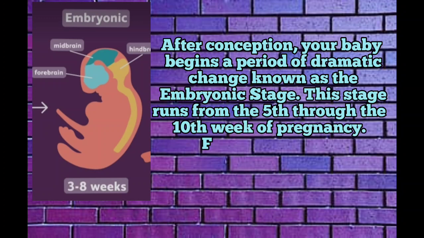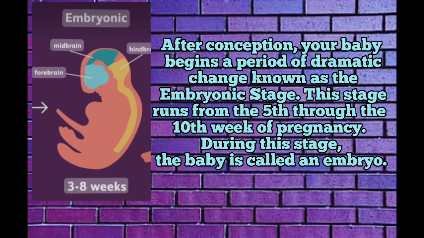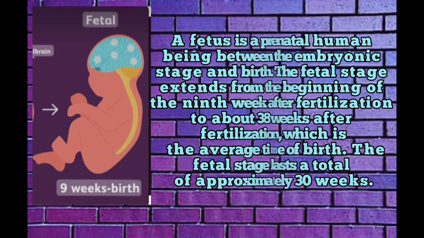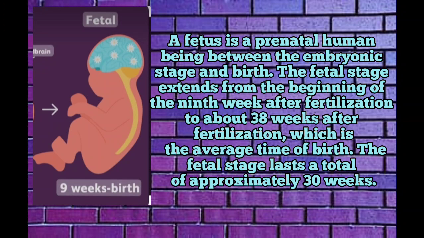After conception, your baby begins a period of dramatic change known as the embryonic stage. This stage runs from the 5th through the 10th week of pregnancy. During this stage, the baby is called an embryo. A fetus is a prenatal human being between the embryonic stage and birth. The fetal stage extends from the beginning of the 9th week after fertilization to about 38 weeks after fertilization, which is the average time of birth. The fetal stage lasts a total of approximately 30 weeks.